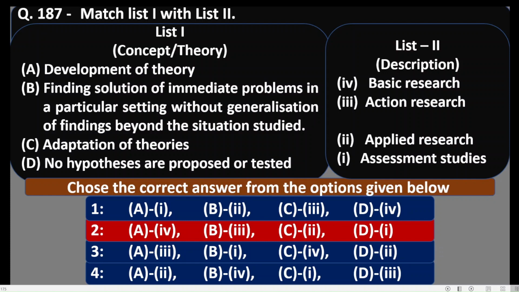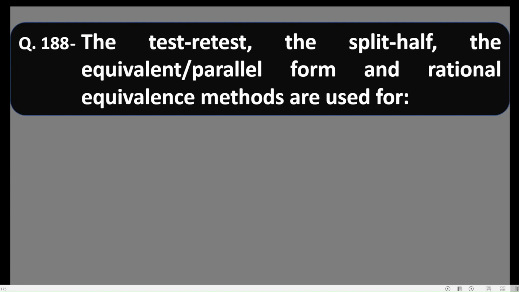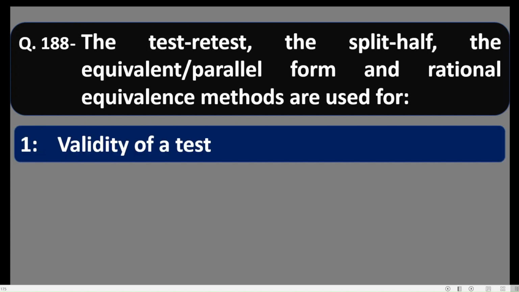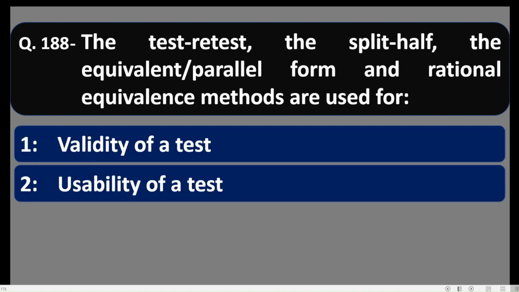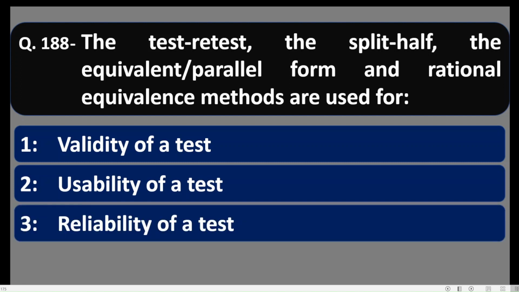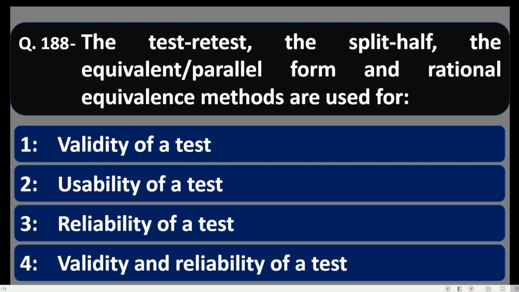Question 188. The test retest, the split half, the equivalent parallel form, and rational equivalence methods are used for validity of a test, usability of a test, reliability of a test, validity and reliability of a test. So friends, here all these things, test retest, split half, equivalent parallel form, and rational equivalence are the methods used for finding reliability of a test. Option 3 is correct.